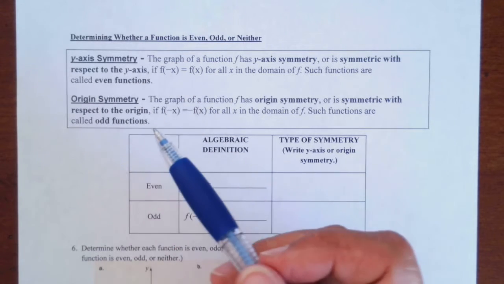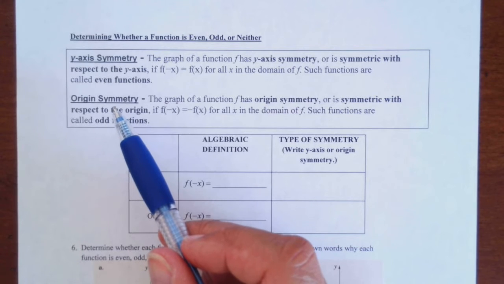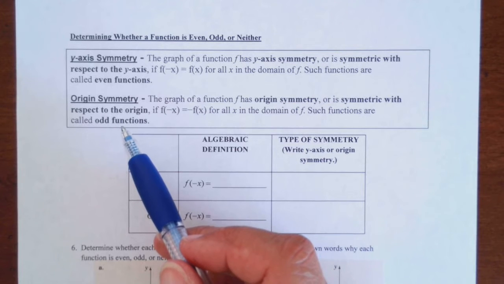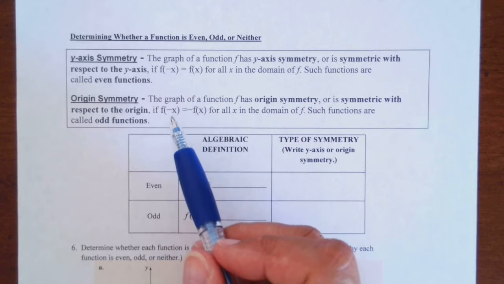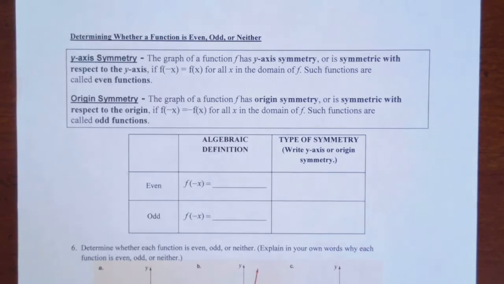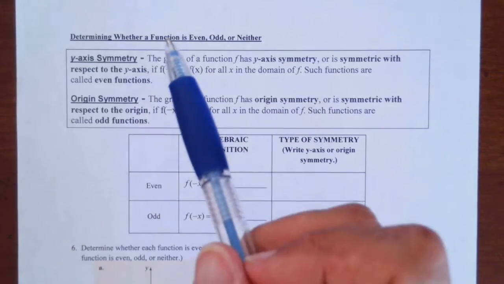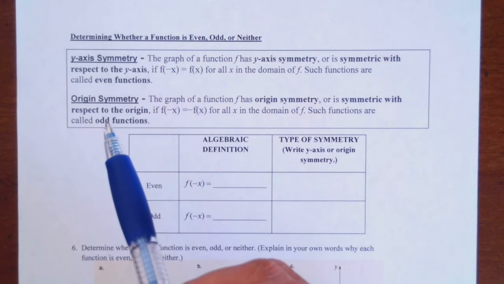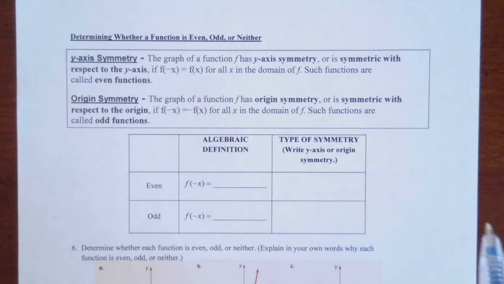Okay, and then you also have symmetry over the origin. That's a little bit harder to see, but if you have symmetry over the origin, then that's what we consider an odd function. And that means that if you put in a negative x for the x value in a function, then the y value also becomes negative. So those are our two things that we're going to be looking at. Y-axis symmetry means even. Origin symmetry would mean odd. And if it's anything else, then it would be neither of those.